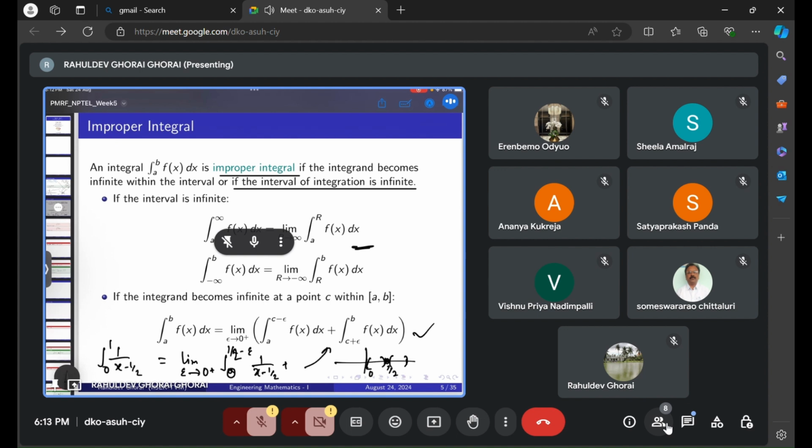So if you have something like 1 by x minus half, then you take 0 to half minus epsilon and half plus epsilon to b, and take epsilon tending to 0. Then you can evaluate it like that if it exists. First of all, you will see if it exists, then you can evaluate like this.